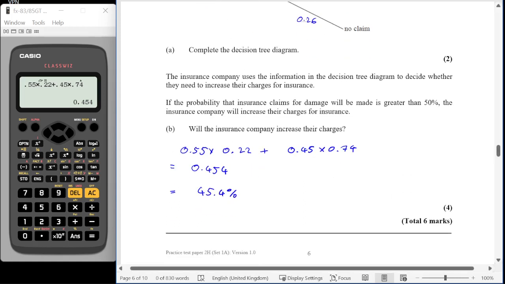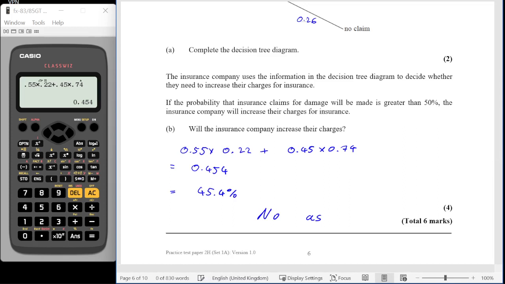So will the insurance company increase their charges? No. And I'm going to finish it, let's do it as a percentage, as 45.4% is less than 50%.